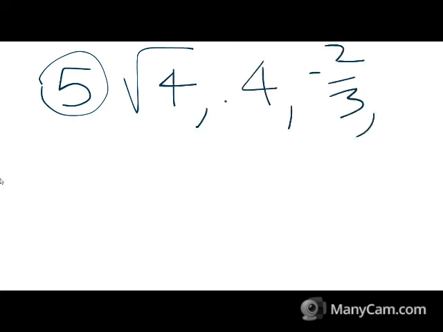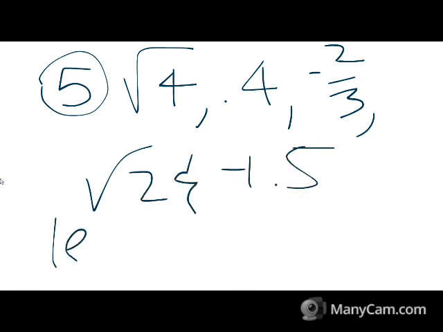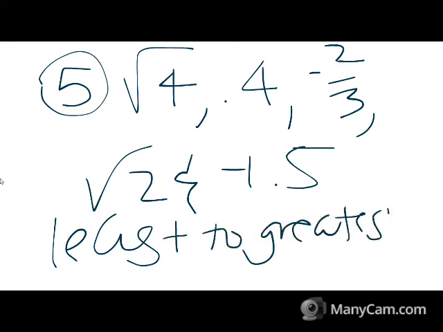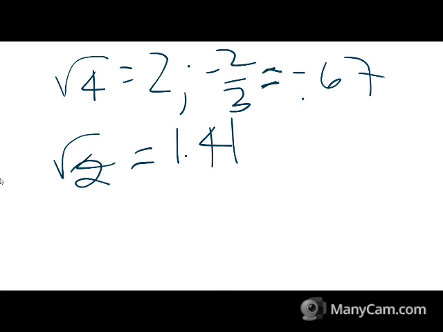Looking at problem 5, we want to know what is the order of radical 4, negative 2/3, radical 2, and negative 1.5, from least to greatest. So first what we did is we put everything into decimals and or whole numbers. So radical 4 is 2 because it's a perfect square. Negative 2/3 is negative 0.67. Radical 2 is 1.41 approximately.